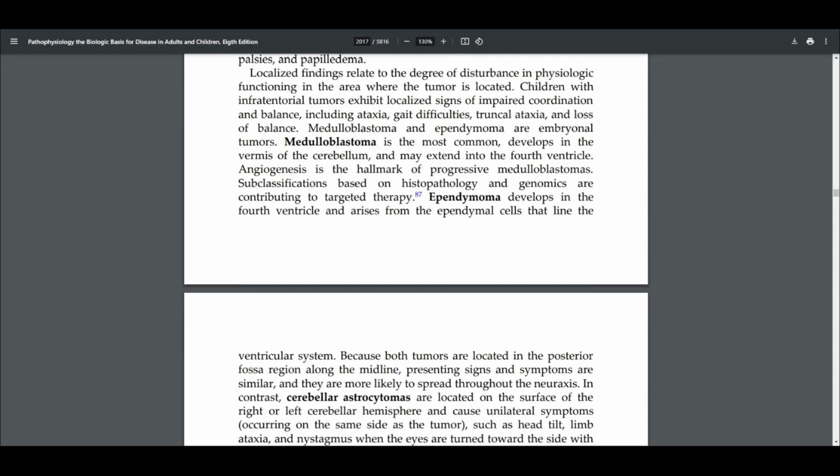Localized findings relate to the degree of the disturbance in physiologic functioning in the area where the tumor is located. Children with infratentorial tumors exhibit localized signs of impaired coordination and balance, including ataxia, gait difficulties, truncal ataxia, and loss of balance. Medulloblastoma and ependymoma are embryonal tumors. Medulloblastoma is the most common, develops in the vermis of the cerebellum, and may extend into the fourth ventricle. Angiogenesis is the hallmark of progressive medulloblastomas. Subclassifications based on the histopathology and genomics are contributing to targeted therapy.